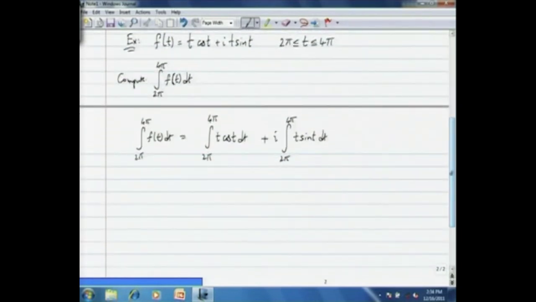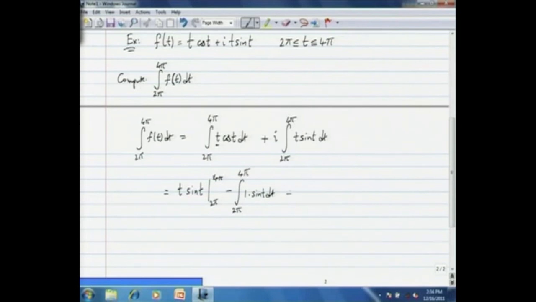Okay, and we can integrate these functions by using parts. So, t cosine t, the integration of this will be t sine t, the integration of cosine t is sine t. Okay. So, between the limits 2 pi and 4 pi minus the integration of the differentiation of t, which is 1, times the integration of cosine t, which is once again sine t, dt between the limits 2 pi and 4 pi.